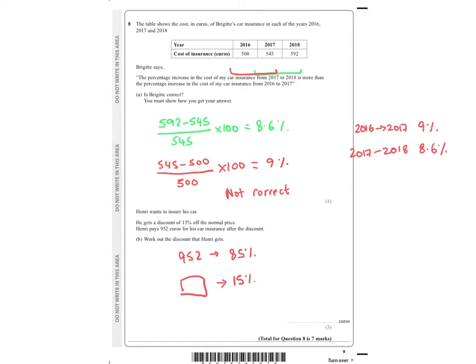That's what we're trying to achieve. Now, what we could do is divide both sides by 85, we get our 1%. And then if we multiply it by 15, we're going to get 15%. So in my calculator, I'm going to do 952 divided by 85 multiplied by 15. So his discount was 168.